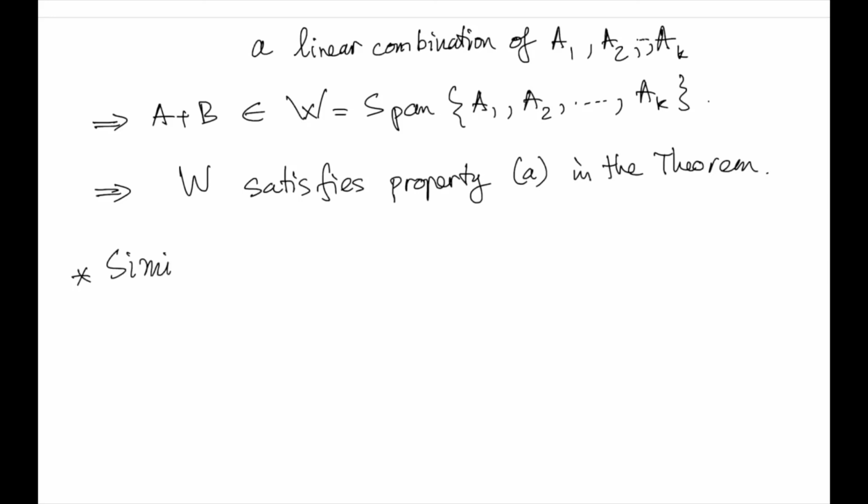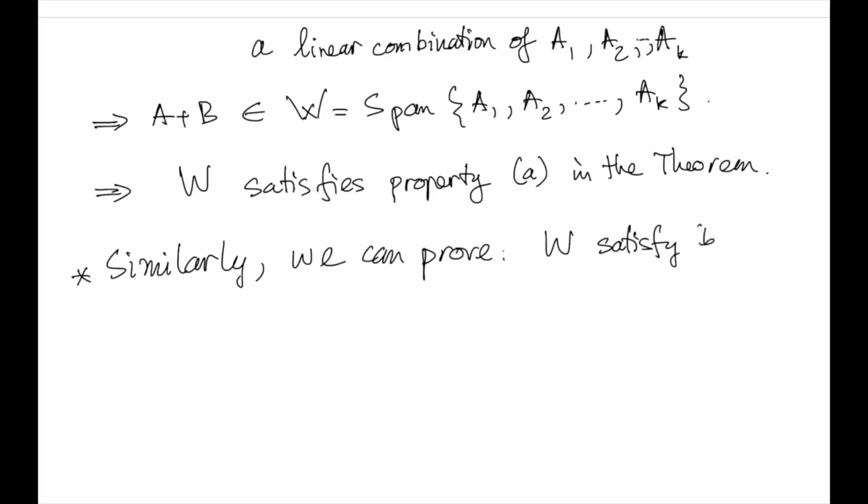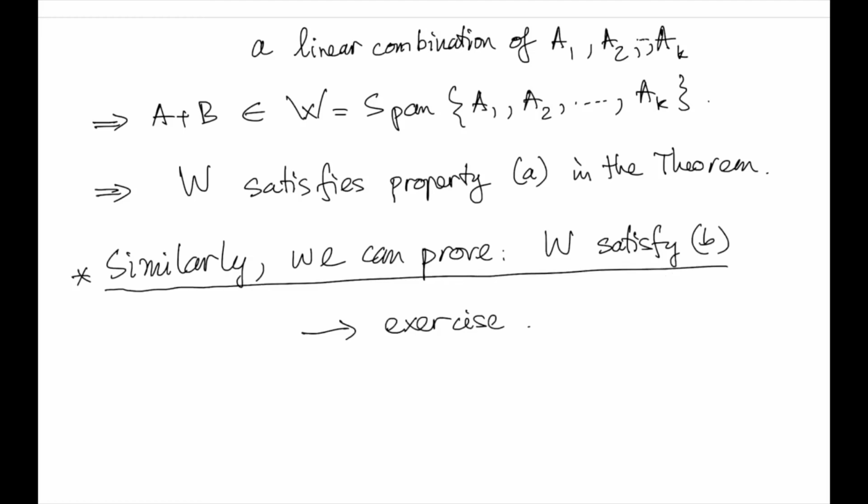Similarly, we can prove that W satisfies B, closed under the scalar multiplication, right? And I'm going to leave this for you as an exercise. Try to mimic what I did and write something on your own, right? Make it as nice as possible. That's the first step. You learn how to write a proof.